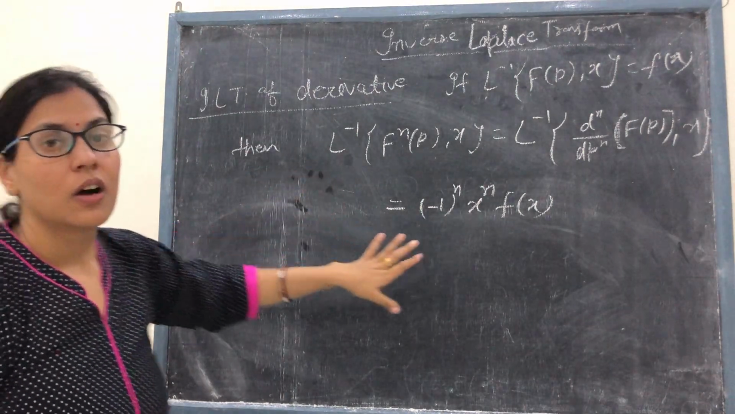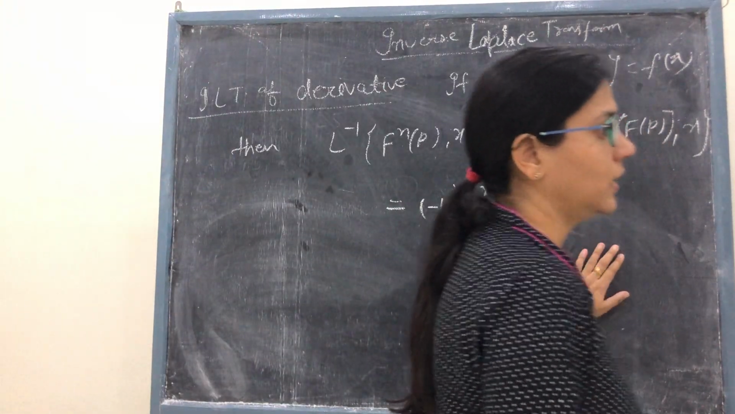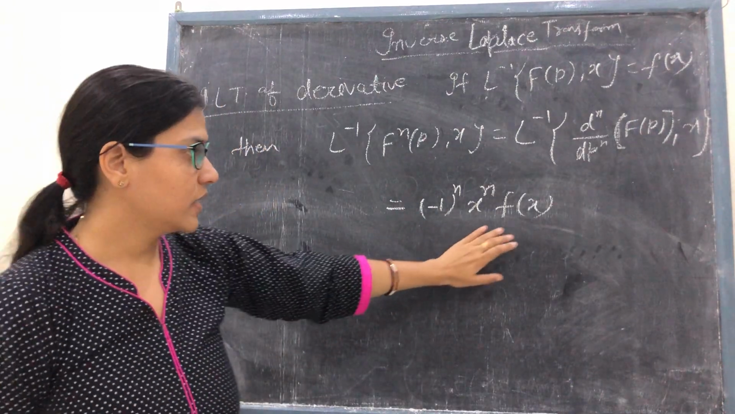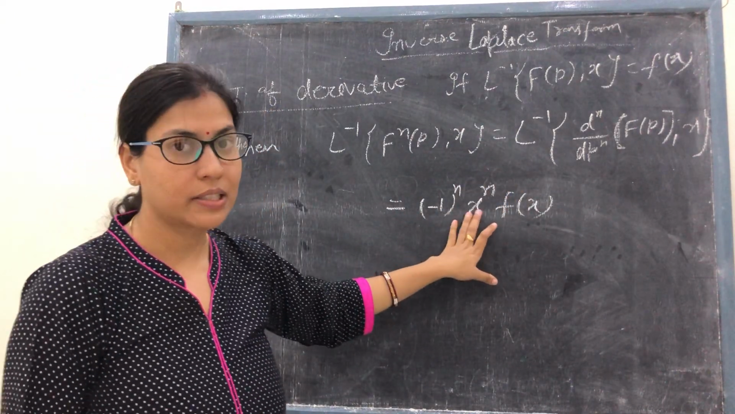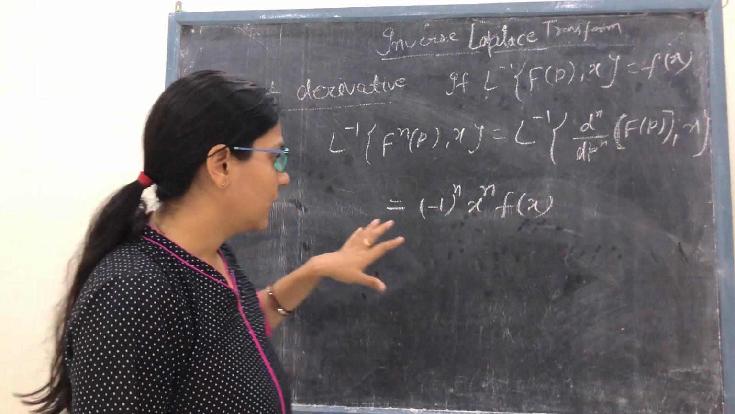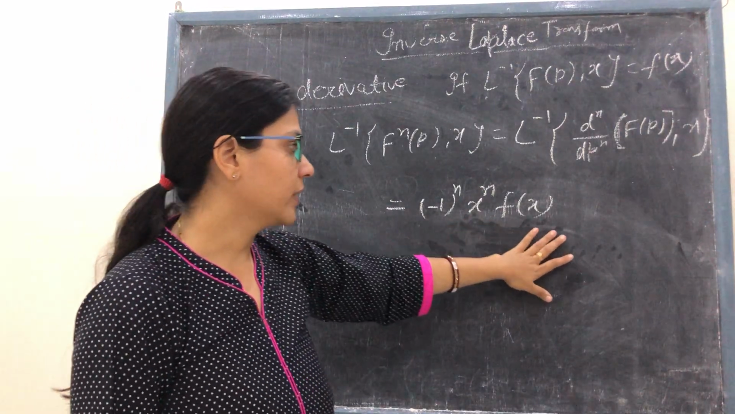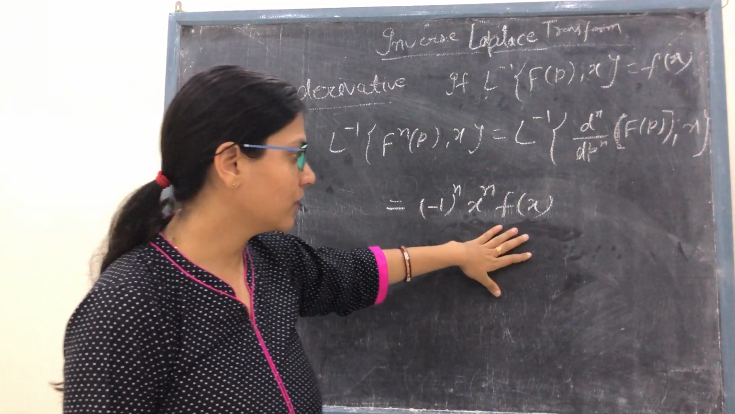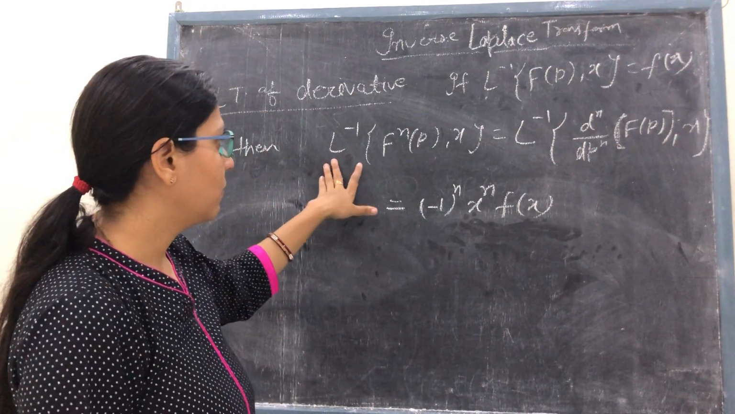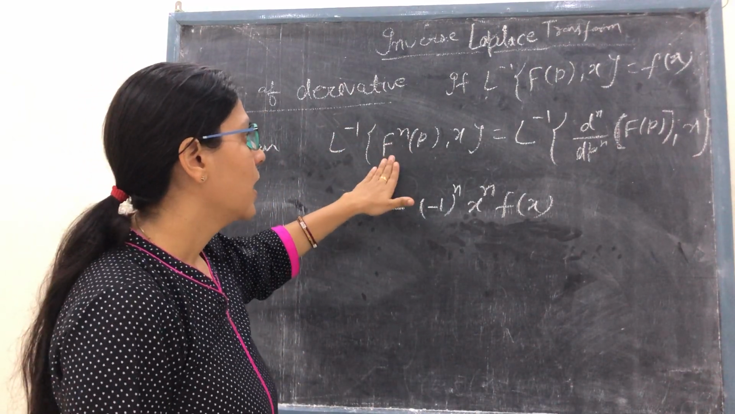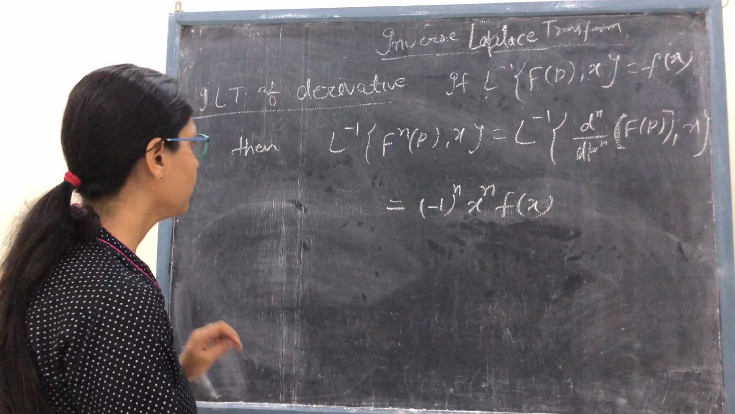This comes from the Laplace transformation of the function f of x multiplied by x to the power n. If we find the Laplace transformation of x^n f of x and then take the inverse, we will get the Laplace inverse of the n-th derivative of f of p.